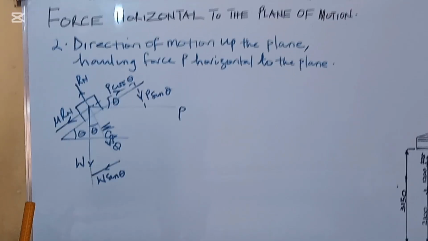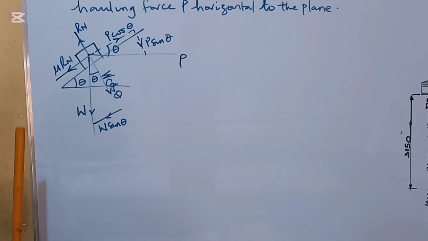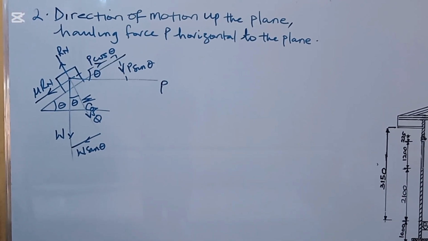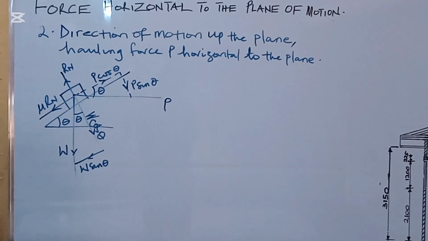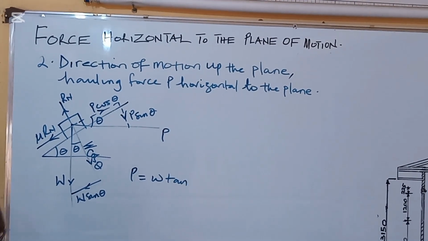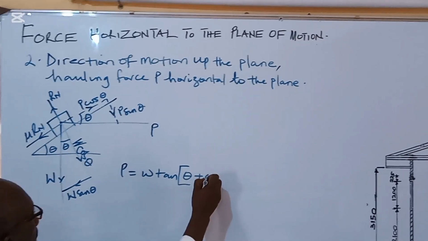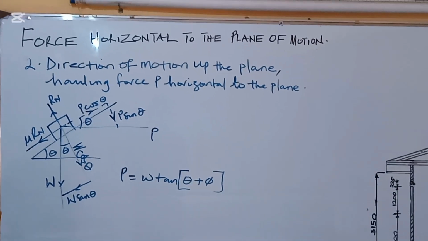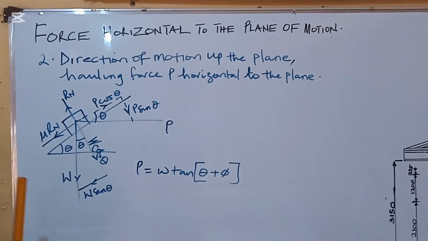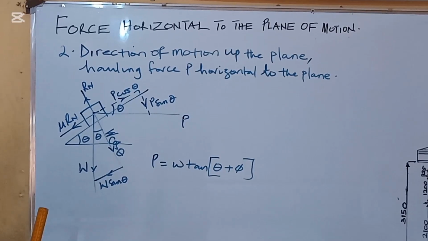Now, by similar analysis to the one earlier taken, we'll find out that the force required to hold a body up an incline of theta when the angle of friction is phi will be P is equal to W tangent, we have theta plus phi. Theta plus what? Plus phi. Are we there? And then the last of these forces will be the horizontal force required to haul the body down the incline.